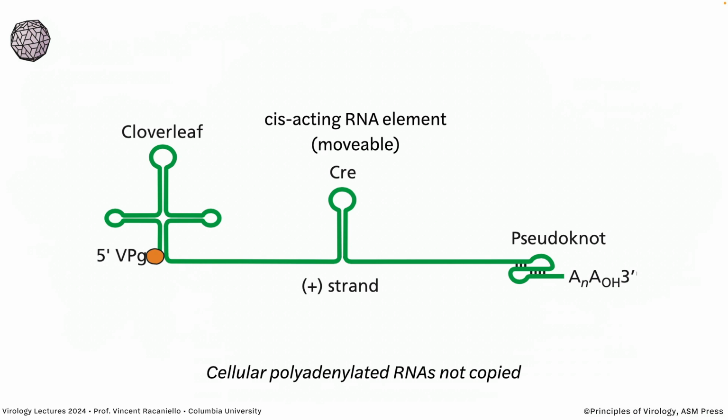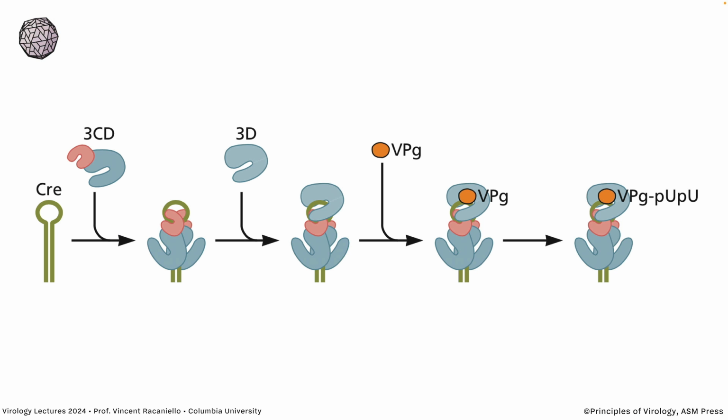We have a stem loop somewhere in the middle. It doesn't actually matter where it is; it varies. And this is called a Cre element. And then at the 3' end, we have a pseudoknot. These are all signals for RNA replication that distinguish the viral RNA from cellular RNAs. When polio infects a cell, the polymerase does not copy any cellular RNA whatsoever. It only copies viral RNA, and it's because the viral RNAs only have these signals in them.